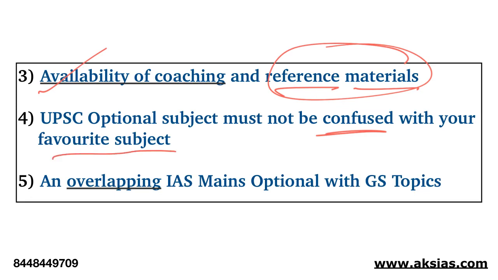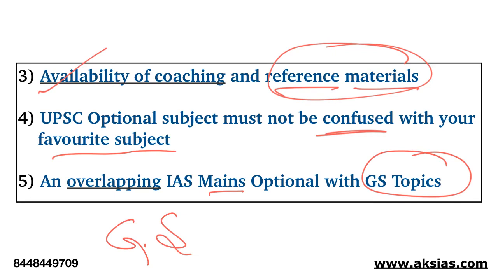The next important factor is the overlapping of the mains optional subject with the general studies topics. Another trick to choose an optional subject is to choose one which has a similar or overlapping syllabus with the general studies papers. This will allow you to relate the concepts and make the process of preparation easier. Any option you choose will help you in the GS paper. However, the GS paper forms the crux of the examination, and the time you spend preparing for the optional will also help you prepare for the specific GS subject.